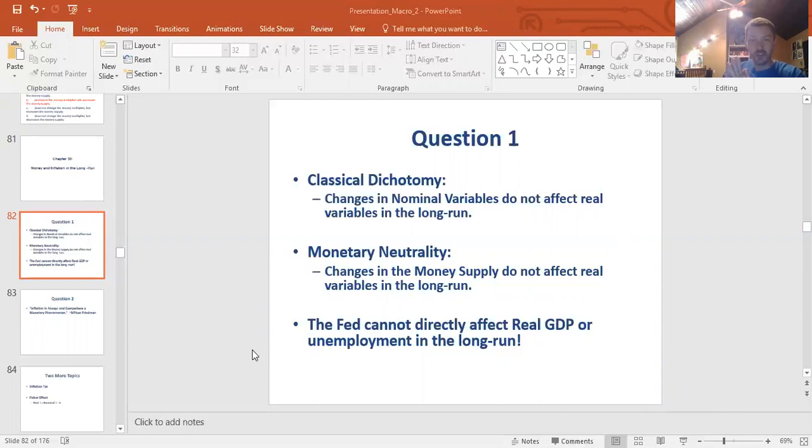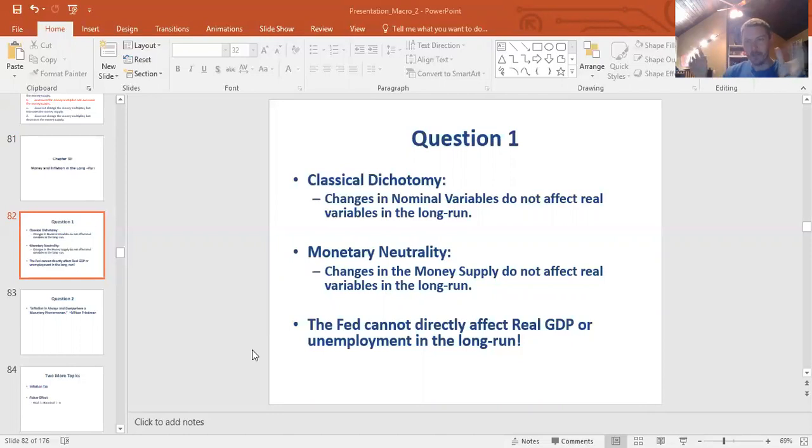So to answer this question, I point back to one of the most important principles in macroeconomics that goes back a long time. The principle is called the classical dichotomy. You see on the screen there, it says very strongly, very firmly, changes in nominal variables do not affect real variables in the long run.